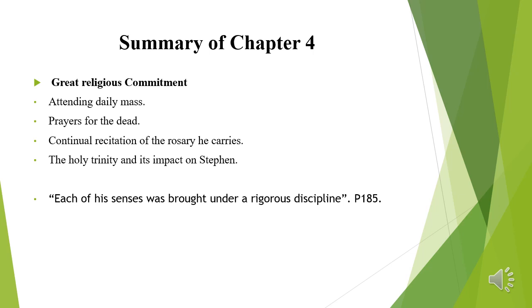Reading books of devotional literature, Stephen learns about the three aspects of the Holy Trinity, though he cannot understand the solemn mystery of the Trinity. He finds the mystery easier to accept than God's love for his soul. A reference to this part can be found in the novel, and I quote here, "Each of the senses was brought under a rigorous discipline," end quote, by a little act of self-denial.